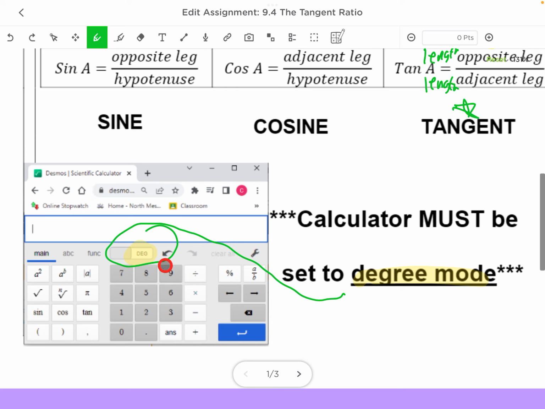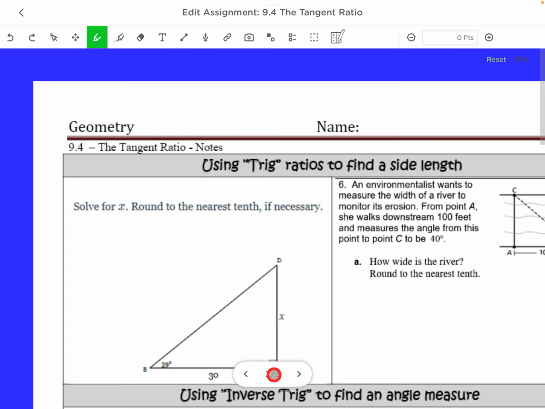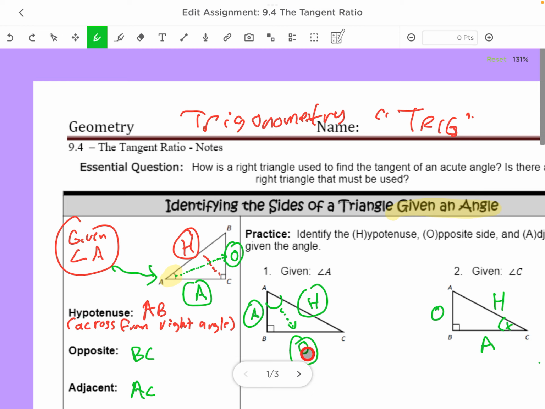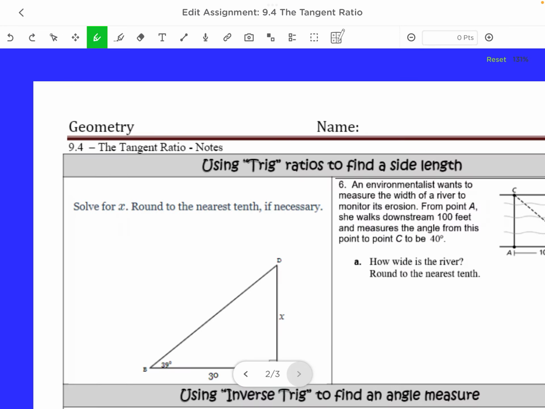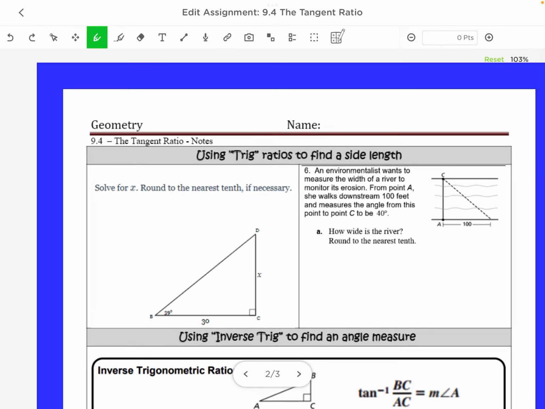Okay, so I'm showing you on this because the yellow calculator is not what we're going to be using on the test. Okay, so keeping that in mind, go ahead and pull up your Desmos calculator or that scientific calculator, and we'll use that on this. All right, so let's go ahead and take a look.